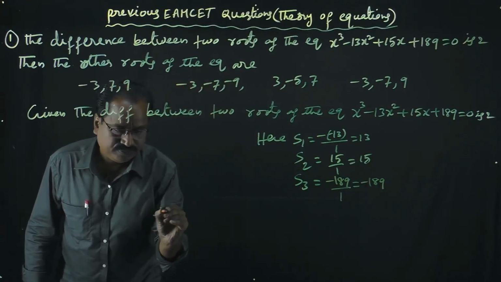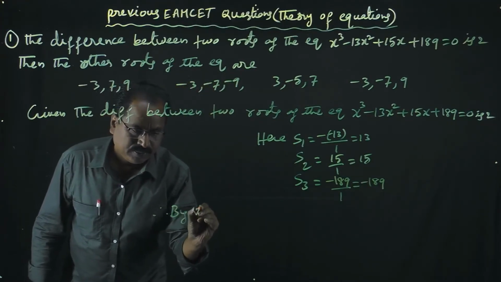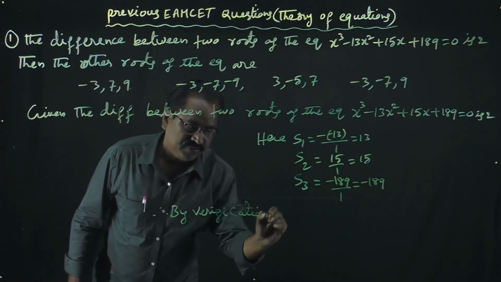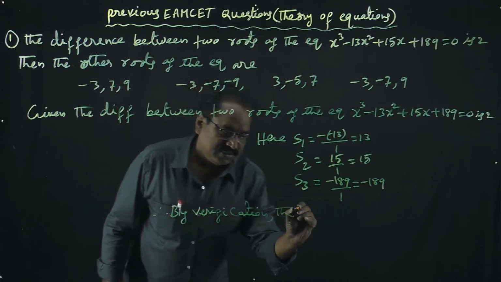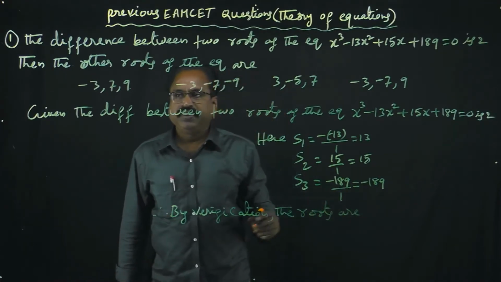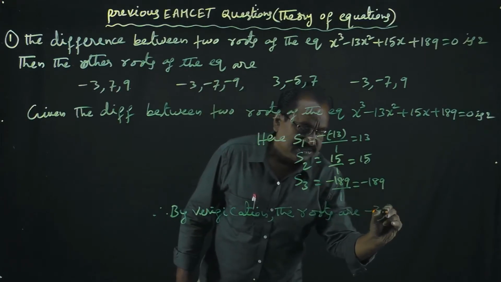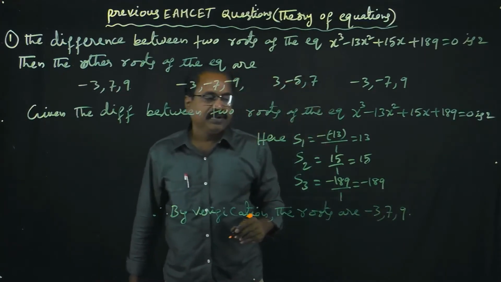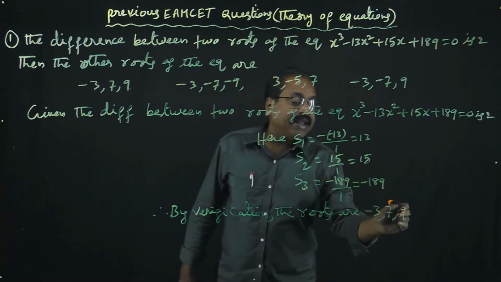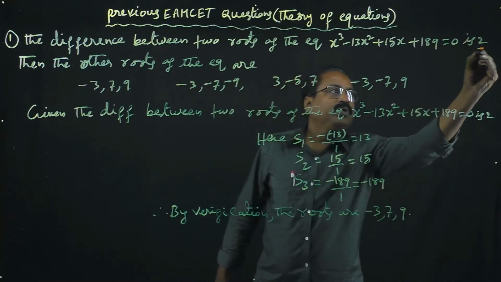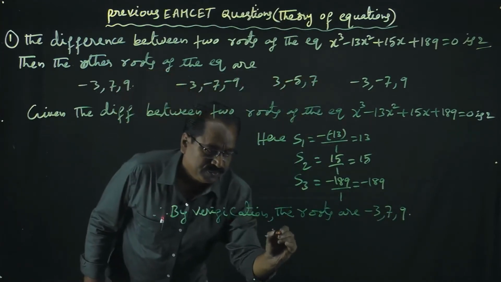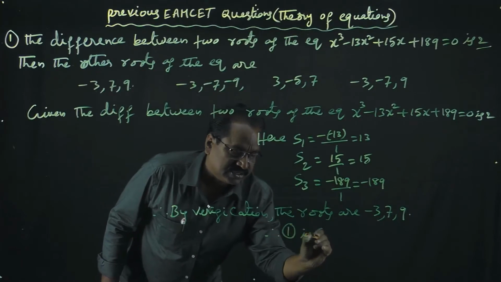Therefore, by verification, the roots are minus 3, 7, 9. So here the difference between two roots, 9 minus 7, is 2. So answer is 1. Therefore first option is correct.